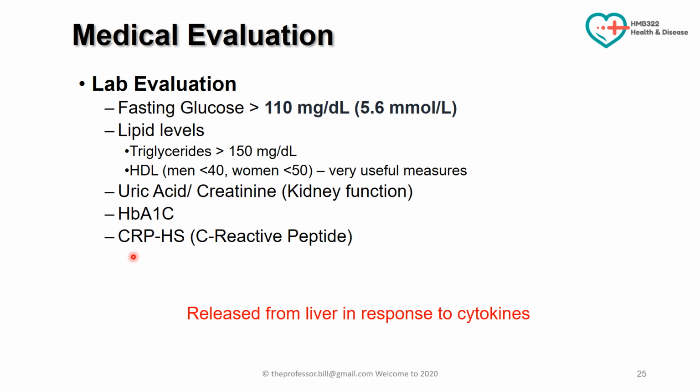And does anyone know what this is? Because last year on the first term test or the final, I can't remember, I had asked this. I made the assumption that you had all learned this, but this C-reactive protein, high sensitivity, or hs, what is it a marker for? Because this is the first time we're seeing this in metabolic syndrome. What is this a marker for? Any ideas? How about someone else?